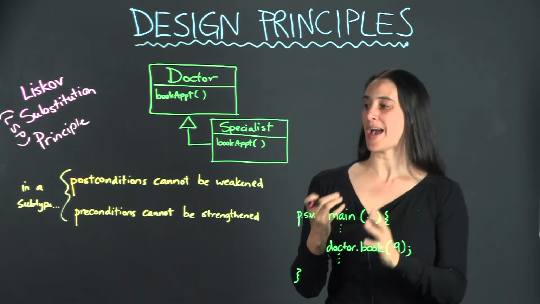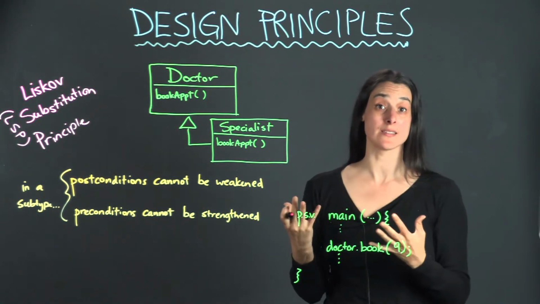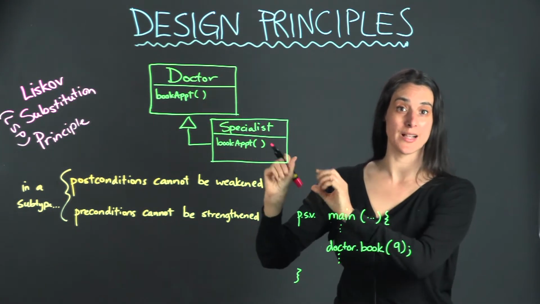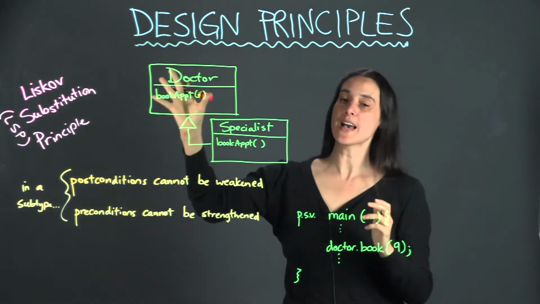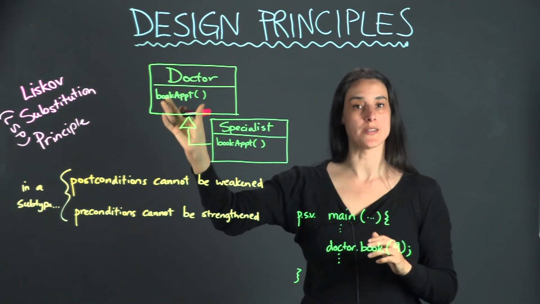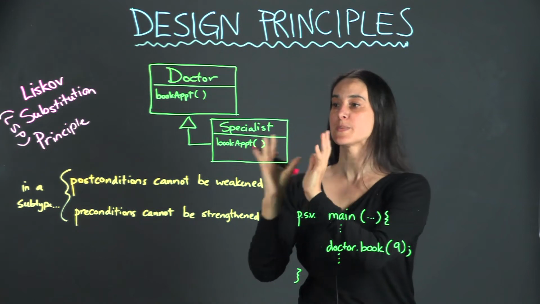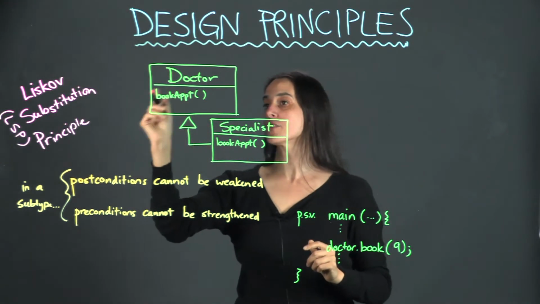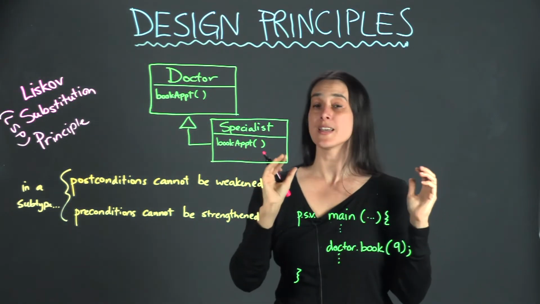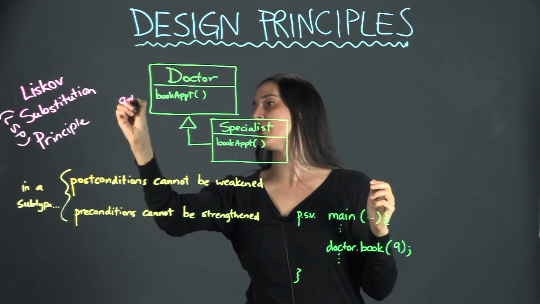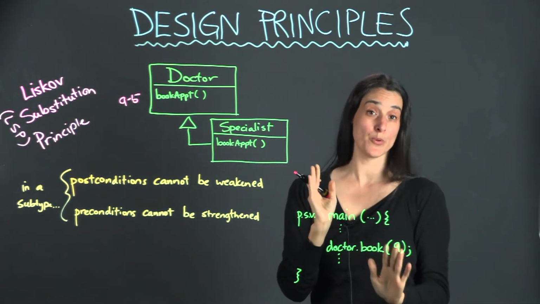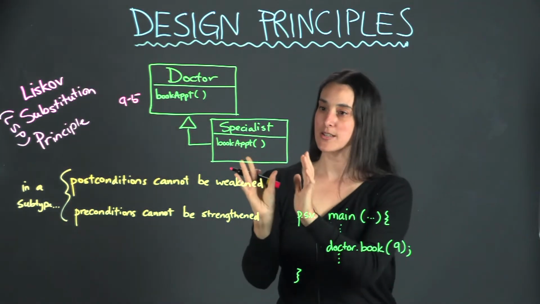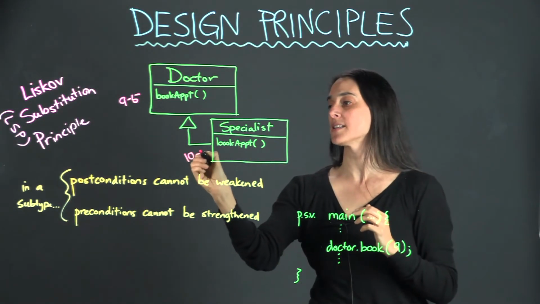So now let's really unpack what weakened and strengthened means, like what it looks like when you're dealing with a particular class, subclass arrangement. So here we have a doctor, and a doctor has a book appointment method. And then we have a subtype specialist, which overrides that book appointment method. And the doctor's book appointment method accepts times in a range of 9 to 5. So if you want to book an appointment at 9 a.m., you can, if you have a doctor. However, the specialist only allows bookings from 10 until 2.